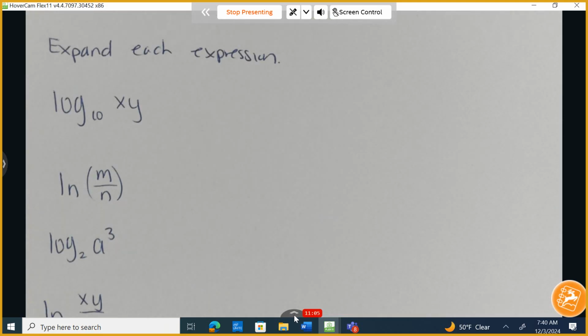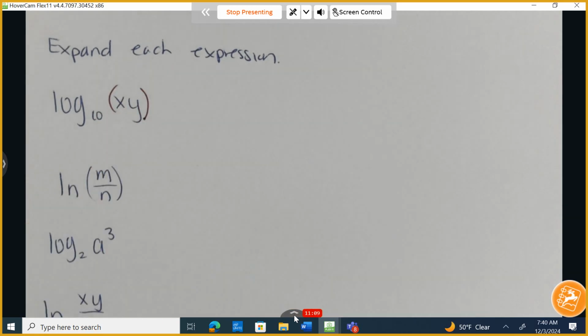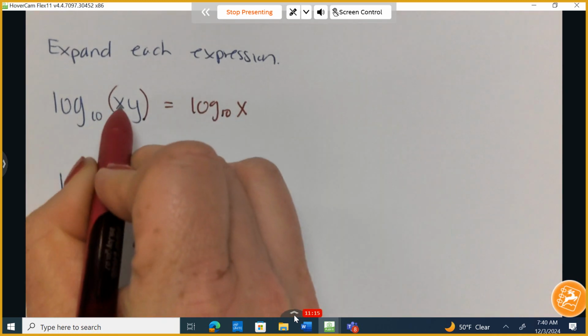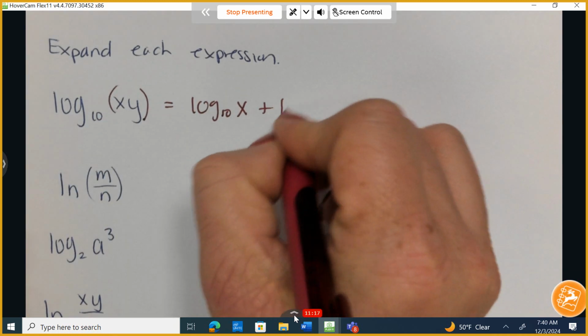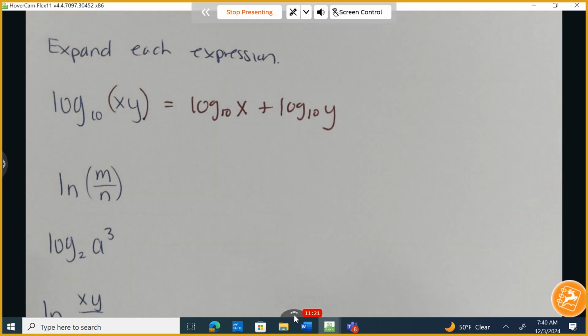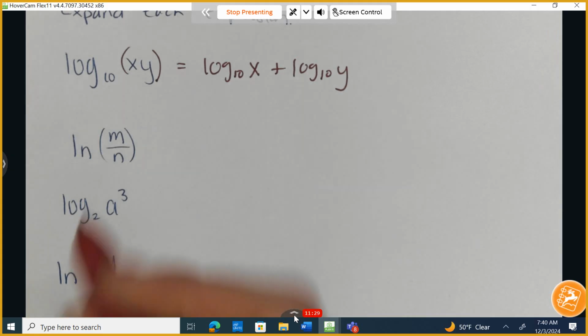Let's expand each one of these expressions. So right now, think of this as log base 10 of x times y. When I expand this, log base 10 of x, multiplication turns into addition, plus log base 10 of y. My next example, as a reminder, natural log, ln, can also be rewritten as log base e, whatever you prefer.